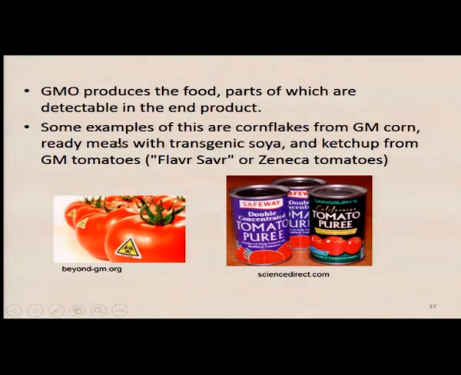For example, you can take a GM tomato and use it to create a tomato puree or a tomato juice, and the remnant of that GM gene, whatever gene I'm looking for, would be present, traces of it would be present in the puree or the juice which I make. Some examples of this are the cornflakes from GM corn, ready meals with transgenic soya, and ketchup from GM tomatoes. Flavr Savr, or otherwise we call them the Zeneca tomatoes.